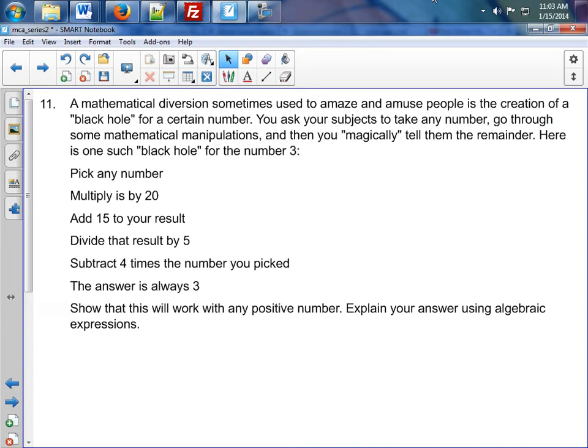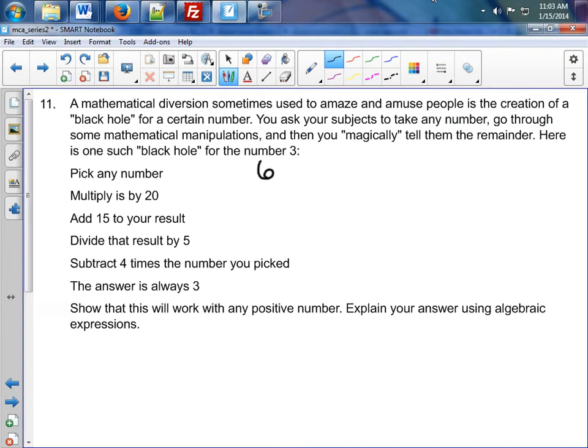So, the first way to do this is just to pick any number. I try to pick them smaller. I took 6. All right, so we're going to pick the number 6. And now we're going to go right down the row here. Be careful how you write this.